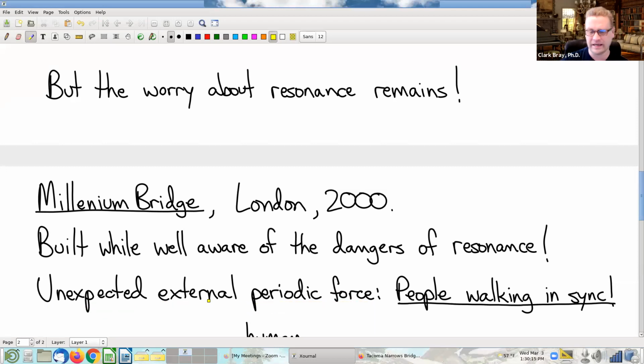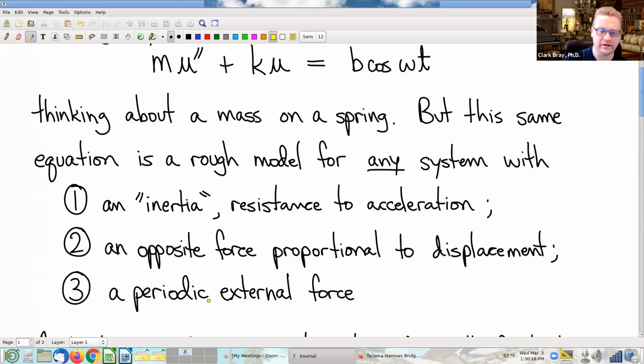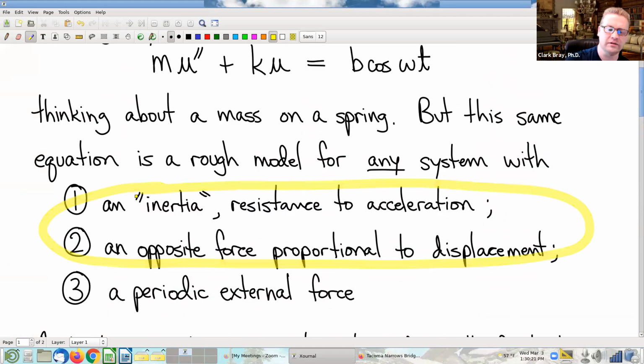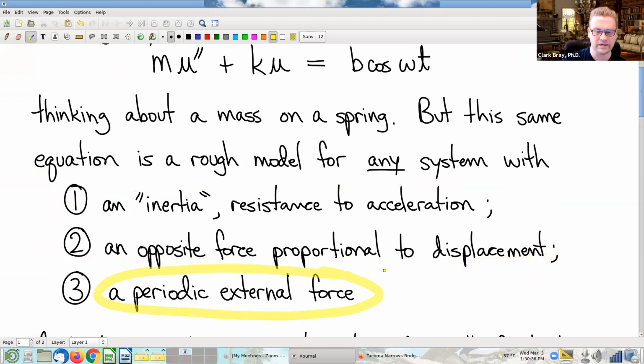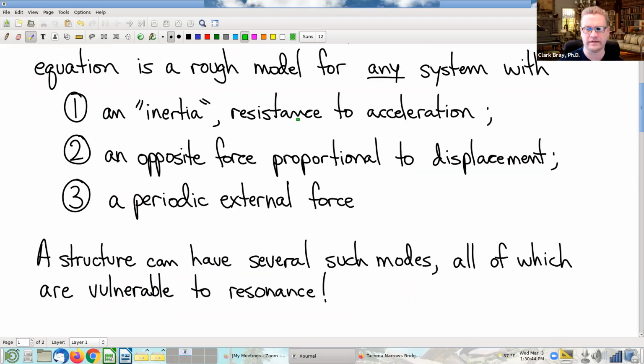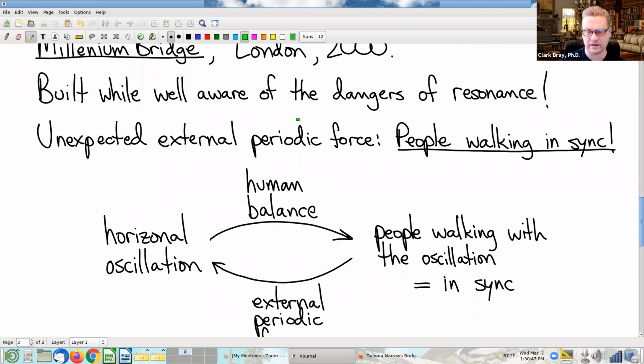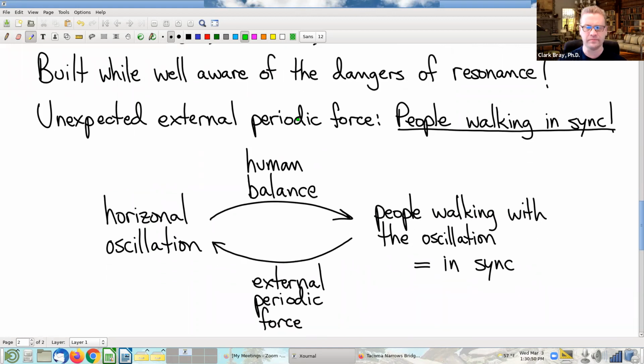So again, going back up to our list here, any sort of situation that has an inertia and an opposite force proportional to displacement, if a periodic external force comes up with the exact same frequency as the natural frequency of the system, then again, you have a huge resonance problem. So the big question is, what are the periodic external forces that are actually going to be in play? And again, they just did not anticipate it correctly. Now this is a bit of a discussion to describe, but roughly speaking, it was the people walking on the bridge that were the problem.